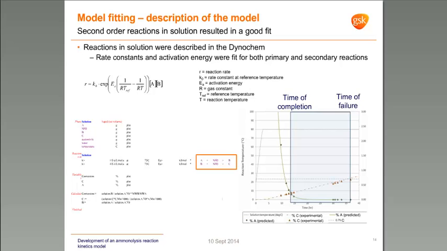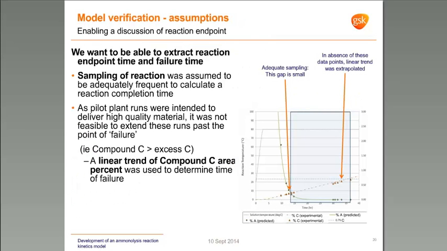And so I've got the screenshot from the DynoChem model to the left. As you can see, we kept it fairly simple. It was essentially a series of sequential reactions in solution. And so A plus the ammonia will go to B, and then B plus ammonia will go to C. Although we didn't take every single experiment to a point of failure, we observed that for a low-level impurity, such as compound C, the kinetics were close enough to linear that we could approximate an endpoint for those data sets where we did not have full failure data.